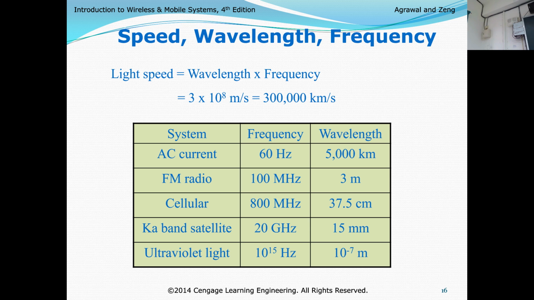If we have the wavelength here, look at this AC current, the corresponding wavelength is extremely large. And how about cellular? Not extremely large, but around 40 centimeters. And for ultraviolet, it's really small wavelengths. So even though we have EM waves, they don't have the same nature, and so we can apply different natures to do different things. This is the phenomenon we want to illustrate to you.